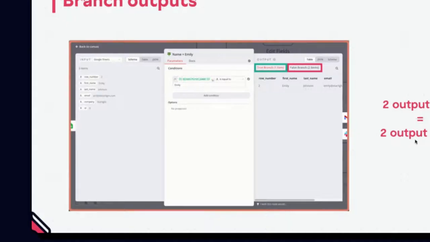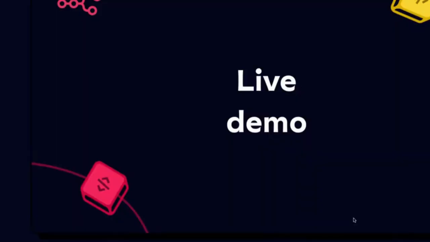Nodes with multiple output branches will have different sets of output items, obviously, and these can be accessed from the output data of the given node. For example, here the if node has an output item for items that satisfy the condition and an output item for items that don't satisfy the condition. Let's jump into n8n and see what all of this looks like.